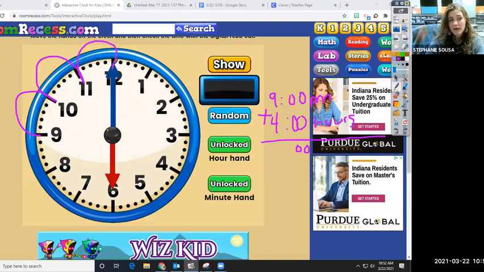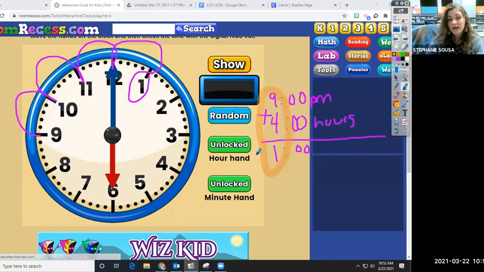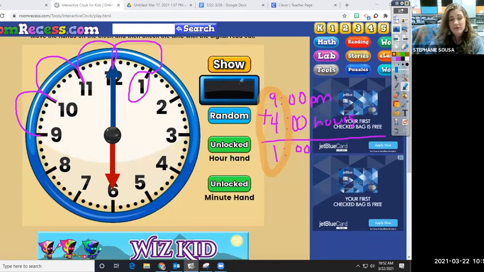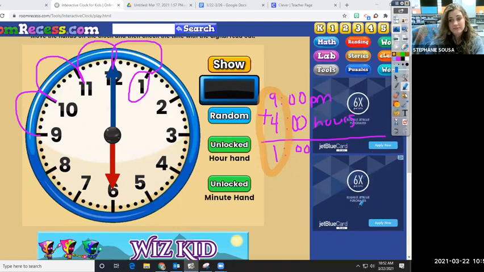I'm at 12 and now I start back over at 1. So now it is 1 o'clock. And that can be confusing because some people say, well, 9 plus 4 isn't 1. And you're right, it's not. But going around a clock, it is. So I'm not a big fan of this strategy, but I do want you to know that it exists, okay?